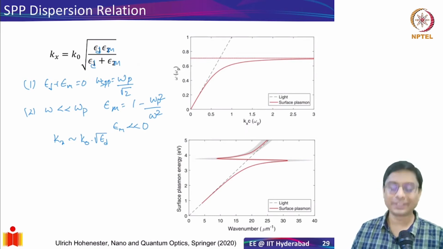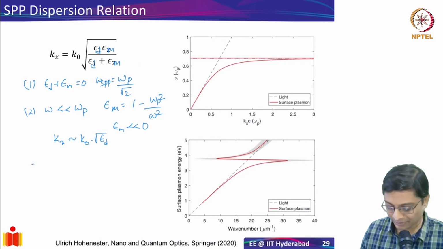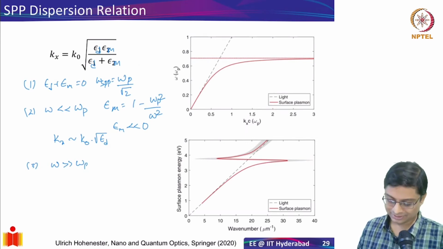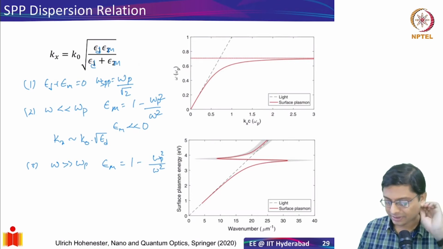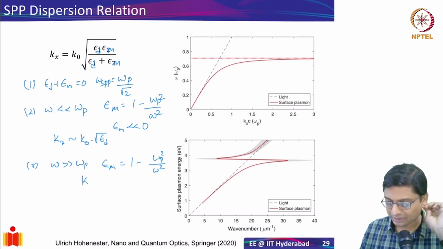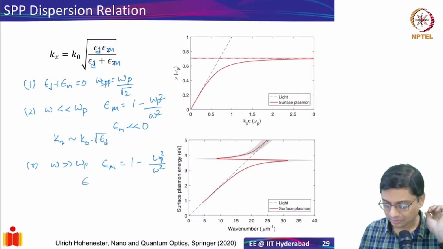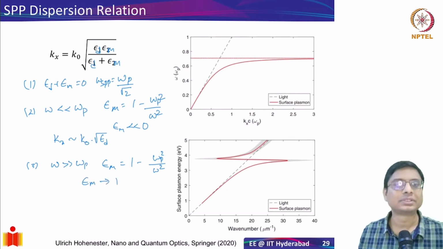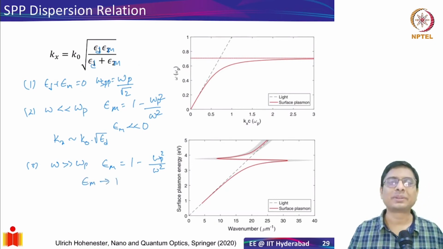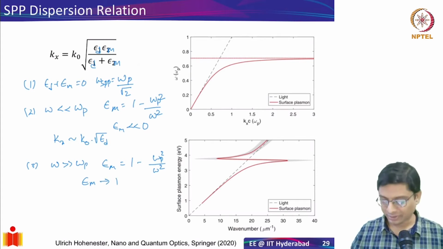That's what happens when you go to lower frequencies. What happens at the higher frequencies? So third case, what happens when omega is much, much greater than omega p? Well, what happens to epsilon metal in that case? Epsilon metal equal to, ideally, omega p square by omega square. So as frequency goes to very high, infinity, epsilon metal tends to 1. Of course, in reality for real metals, it's going to be some epsilon infinity, which is 3, 4, some number. But for now, for ideal metal, epsilon metal equal to 1.